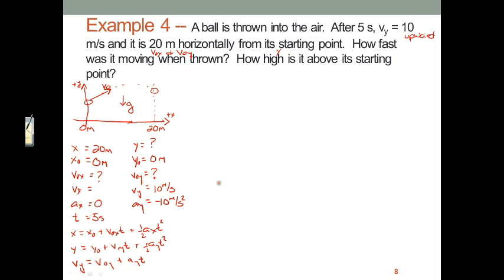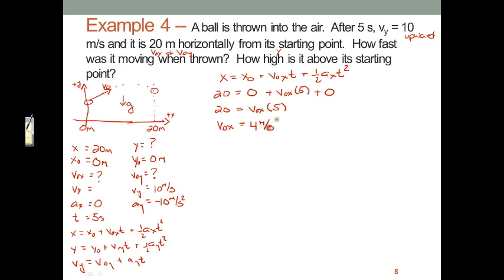Okay. I want to know v naught x, y, and v naught y. I have one equation that involves v naught x, and I know everything I could use to find that. So let's start there. x is 20, x naught is 0, v naught x is what I want to know, t is 5, because that's given in the problem, and a sub x is 0. Okay, so 20 equals v naught x times 5. So v naught x is 20 divided by 5, which is 4 meters per second.